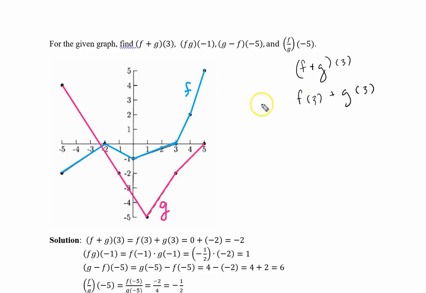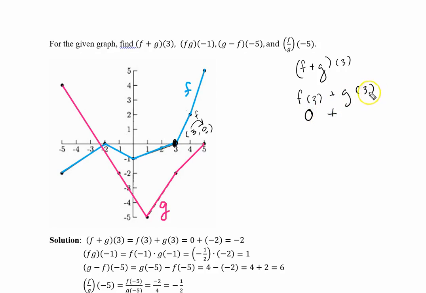So f is the blue one. So I'm going to find the point whose x-coordinate is 3. There it is. And that point is (3, 0). Now what a function does is it maps the x-coordinate into the y-coordinate. So f evaluated at 3 is equal to 0.